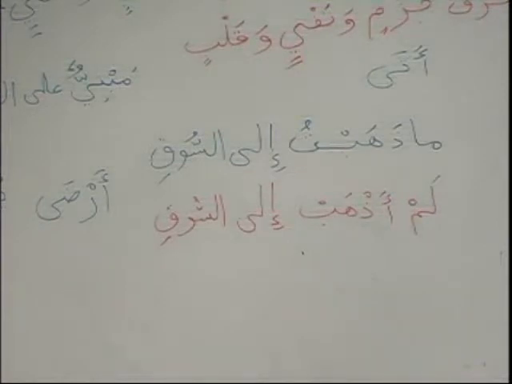Okay? So you have two ways of making negation in the madi. What is the first one that we learned in the beginning of the book? Ma dhahabtu. I did not go. And then you say, Lam adhhab, I did not go. So what happened? Adhhab is a mudari', but the meaning overturned into madi. That is why we call it qalb. Is it clear, inshallah? With lam, the verb will always be mudari', but the meaning will be madi.